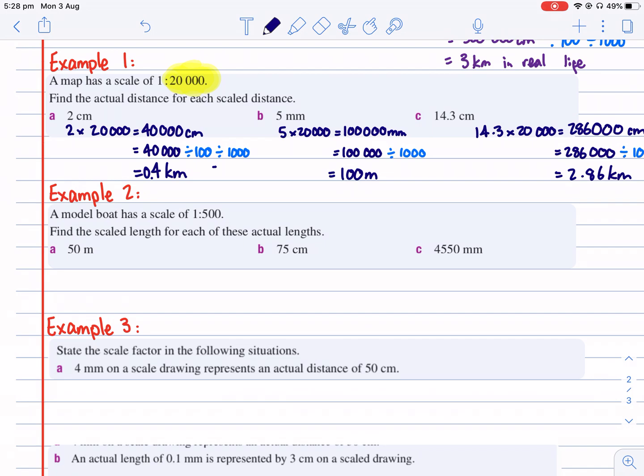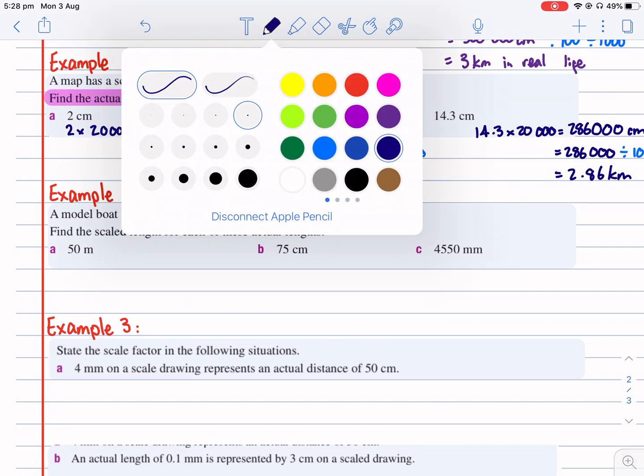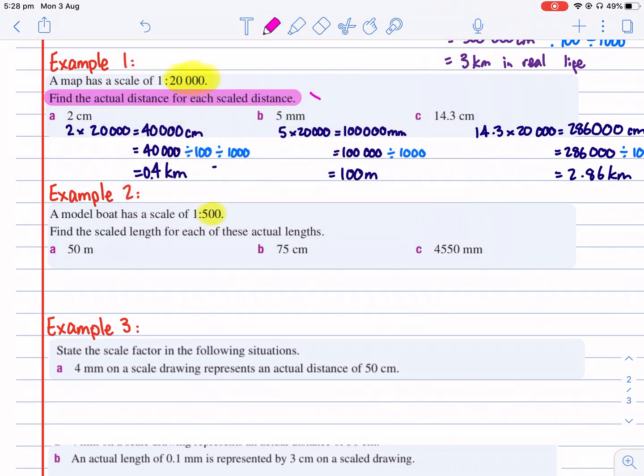All right. This time, we've got our scale factor. We know the real lengths, but we're trying to find the smaller lengths. So the question above, we were trying to find the actual distance from the smaller distance, so to do this, we times by 20,000. If you're going the other way, trying to find the smaller distance given the actual distance, we do the opposite. We divide by, this time, 500. And then convert. So we've got 50 divided by 500.